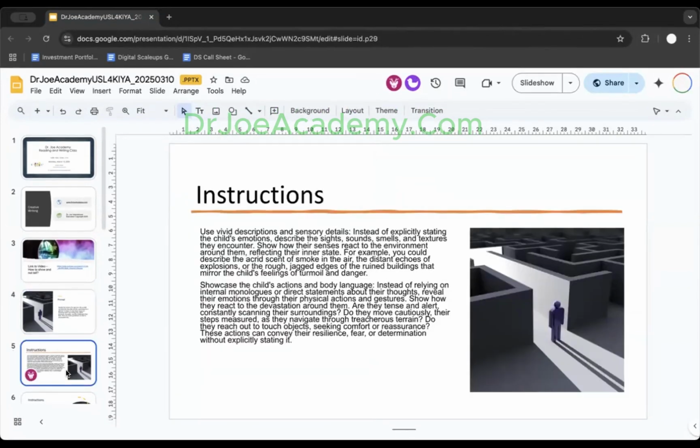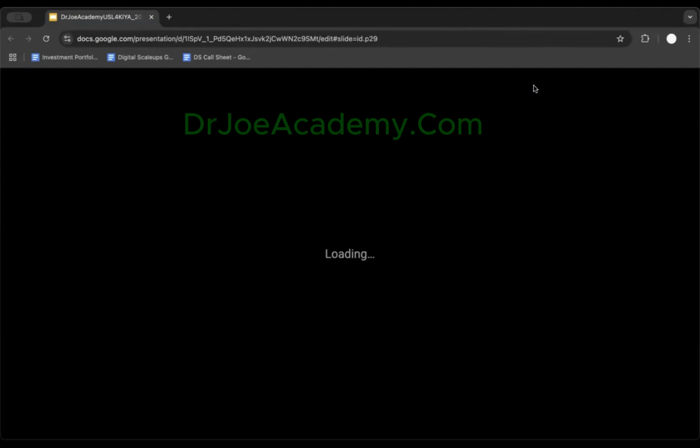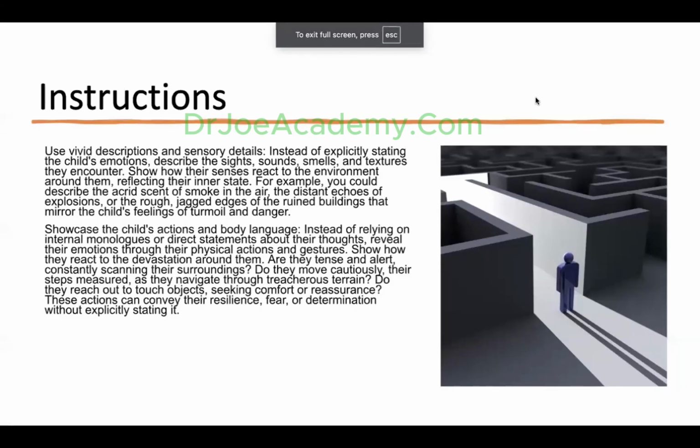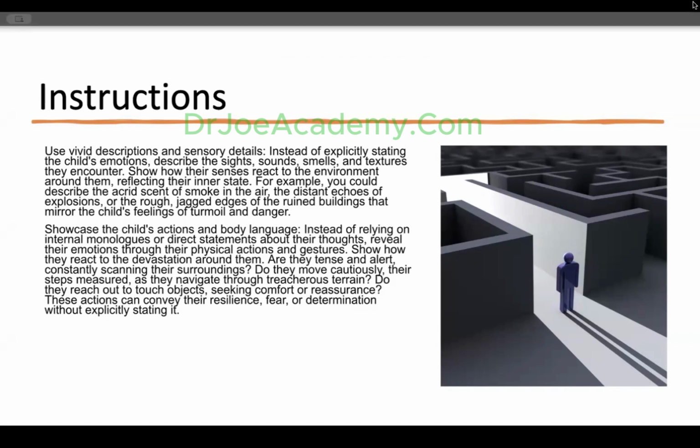Use vivid descriptions and sensory details. Instead of explicitly stating the child's emotions, describe the sights, sounds, smells, and textures they encounter. Show how their senses react to the environment around them, reflecting their inner state. For example, you could describe the crisp scent of smoke in the air, the distant echoes of explosions, or the rough, jagged edges of the ruined buildings that mirror the child's feelings of turmoil and danger.